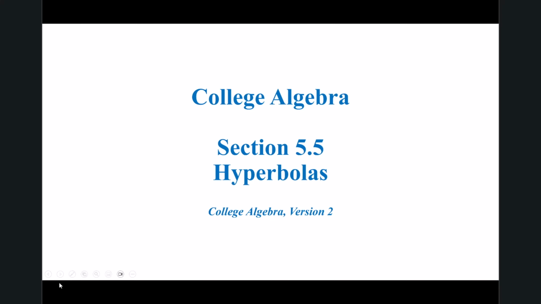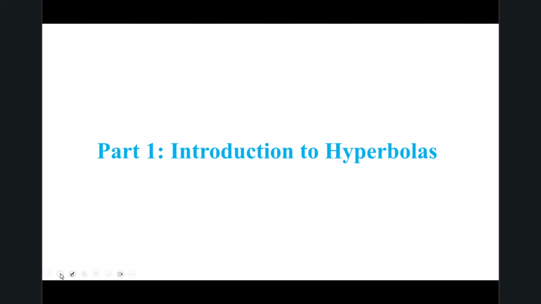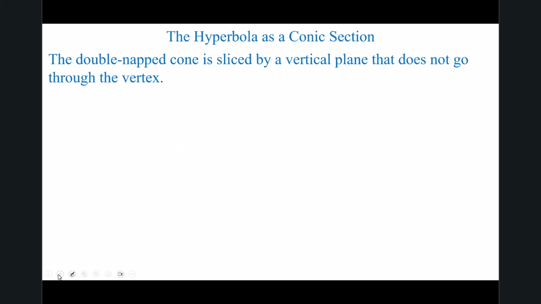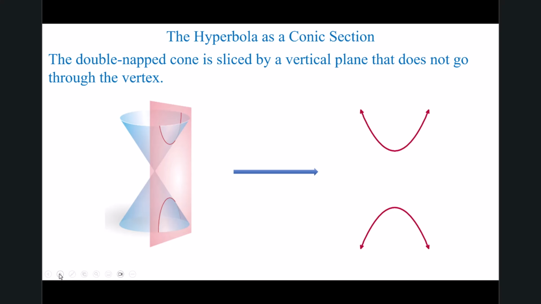Section 5.5, Hyperbolas. Part 1, Introduction to Hyperbolas. The hyperbola as a conic section. If we take our double-napped cone and we slice it by a vertical plane, straight up and down, not going through the vertex, we get a hyperbola. Notice the hyperbola has two different branches.